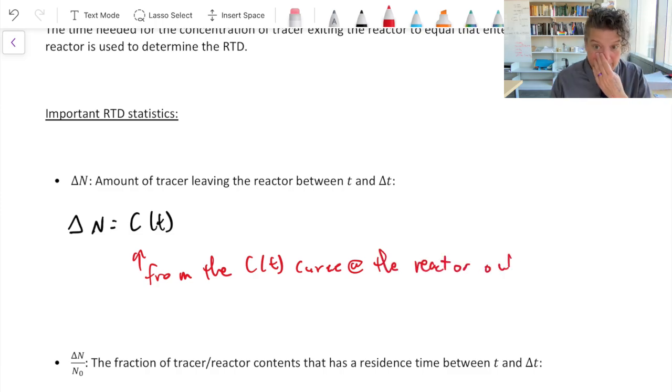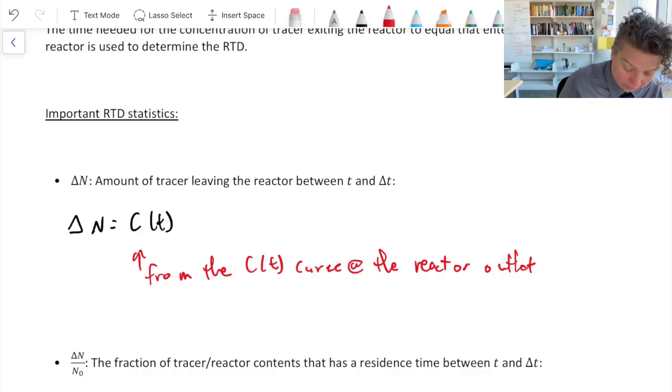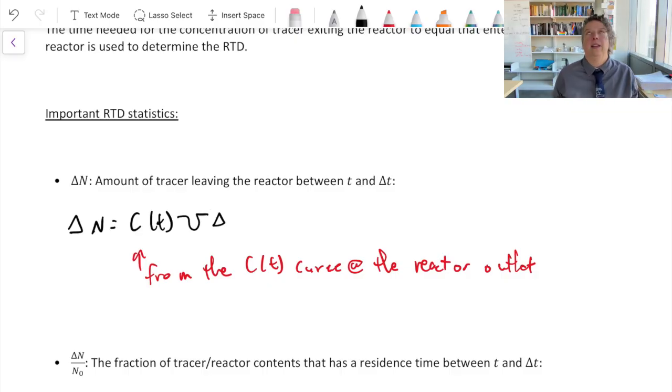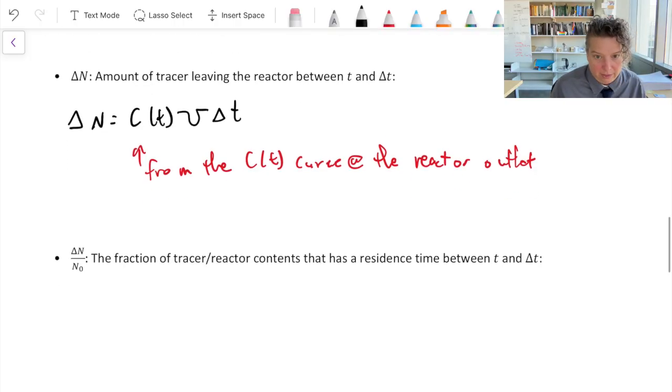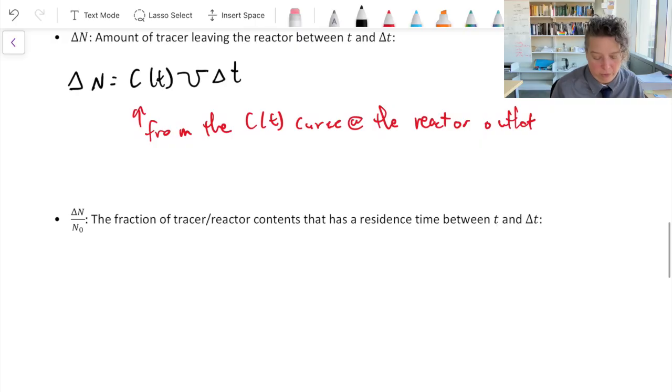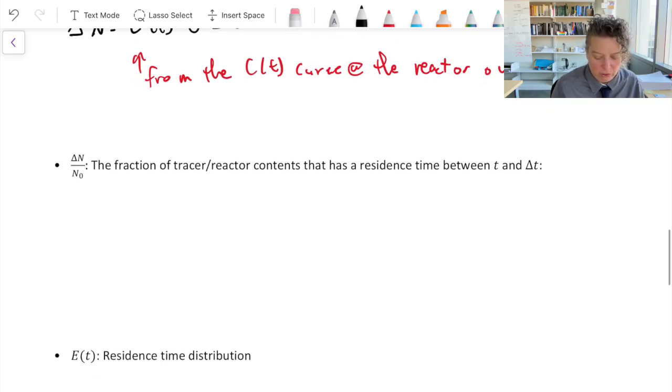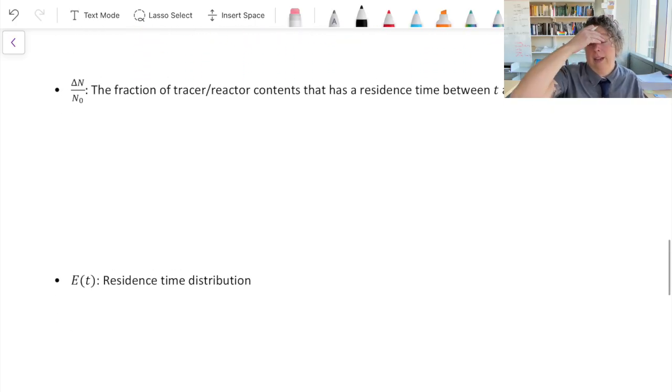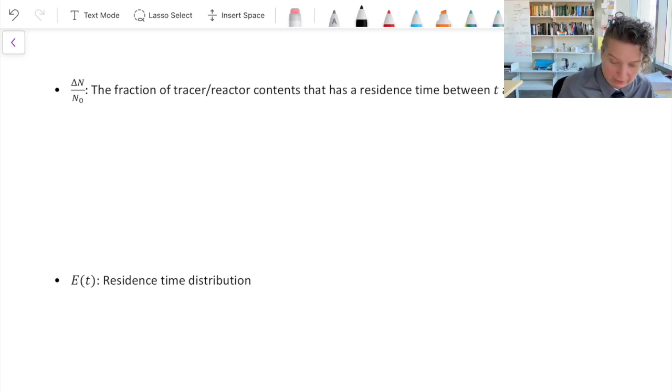So this is what I'm collecting. I'm collecting this concentration at the outlet. I can multiply that by my volumetric flow rate, and then delta T, the amount of time I collected it in. That is the amount that leaves in a certain time window. If I divide that by the total amount that was fed, that gives me the fraction of tracer that has a residence time between time t and t plus delta t.